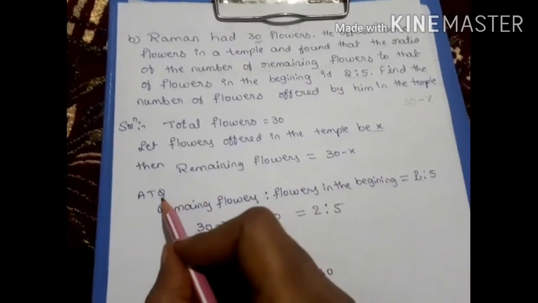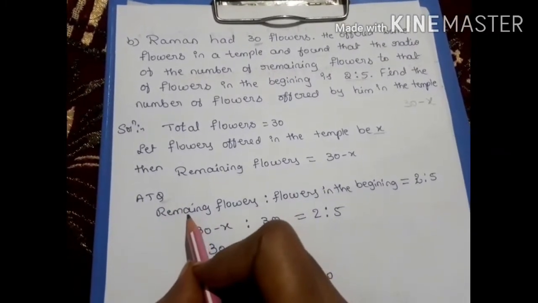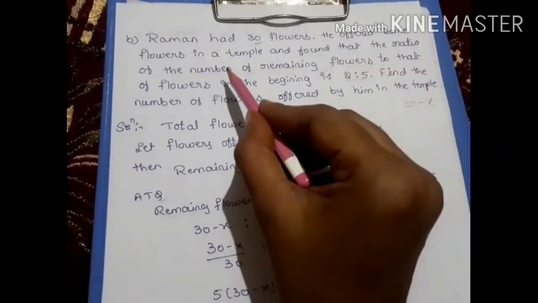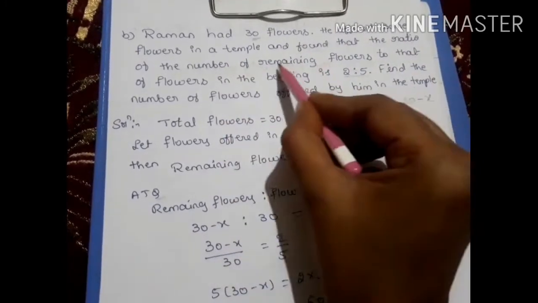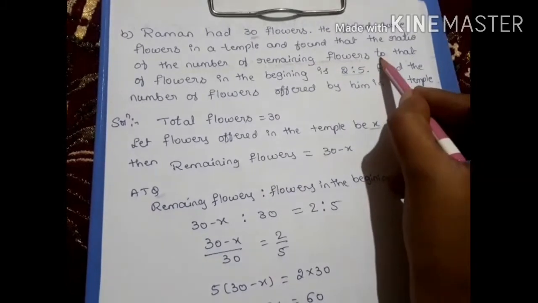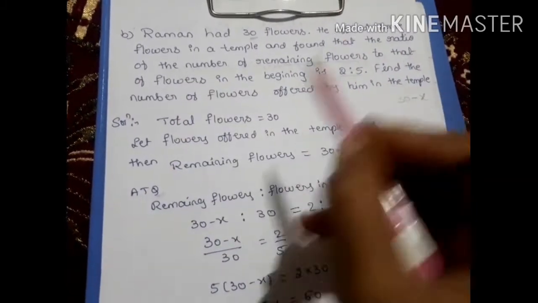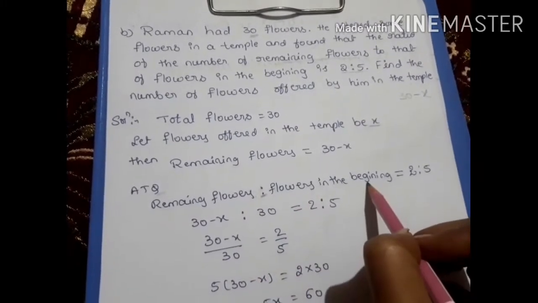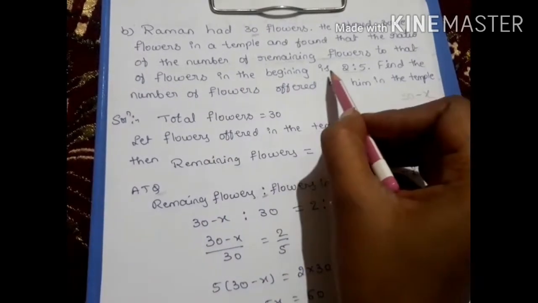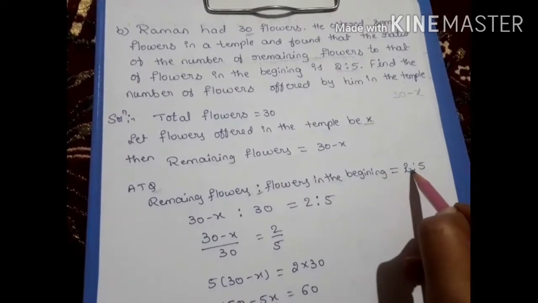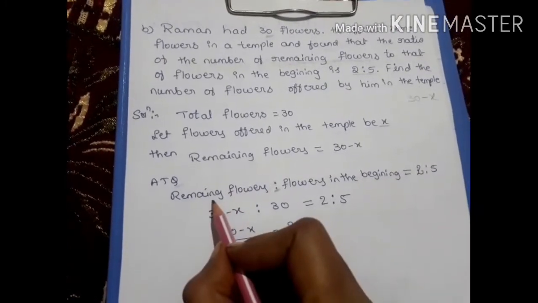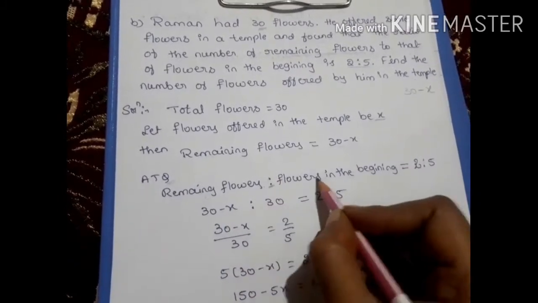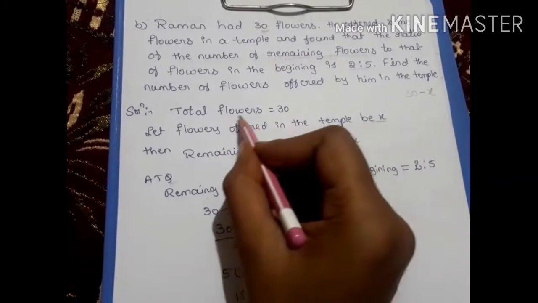Now the given condition. According to the condition, the ratio of the number of remaining flowers to that of flowers in the beginning. So you have to write the remaining flowers to that of flowers in the beginning, nothing but write down the ratio, is equal to 2:5. The remaining flowers we got here is 30 minus x. Write down 30 minus x is to 2. Flowers in the beginning, before offering to the temple.